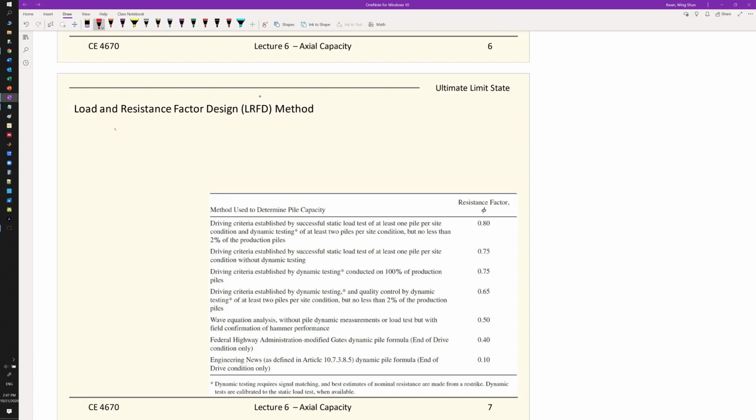So again, the allowable loading capacity will be equal to different factors. First we have the tip resistance factor, the toe bearing part, and then plus the side friction part. In the factor of safety approach, the ASD approach, you pretty much combine these two with one factor of safety. But here you break it down into two parts. You have the correction factor for the toe bearing and also the correction factor for the side friction.